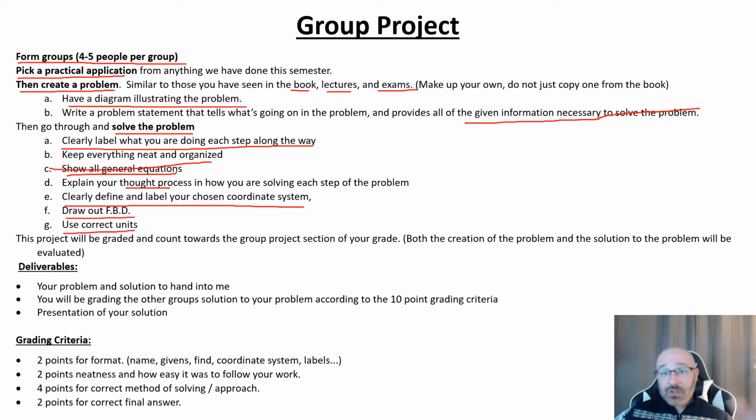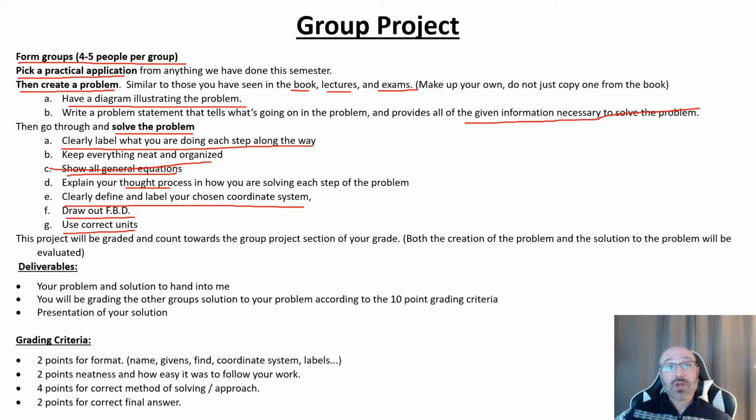Now, there are 2 reasons I want you to do this. 1, I'm going to be grading your problem and your solution to your problem. 2, you're going to be handing your problem out to the other groups within the class. Those other groups are going to be solving your problem and turning them back into your group for you to grade their solutions to your problem.